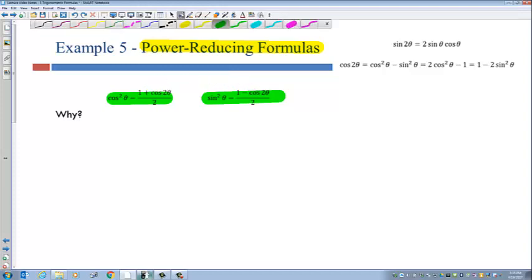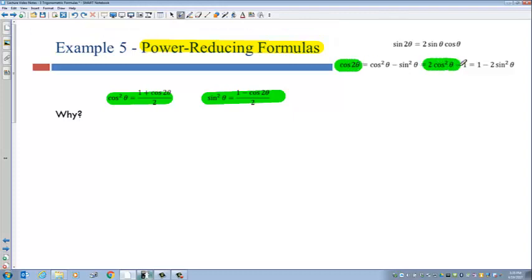Now, where do they come from? Well, of course, they come from the formulas we just did before. So if you think about this side and this side, you can actually solve this for cosine squared theta. Let me show you where these actually come from. They come from the fact that we know cosine of 2 theta is equal to 2 cosine squared theta minus 1. And if you solve this for cosine squared theta, we add 1 to both sides. So we'll do this nice and slow. Add 1 to both sides. See, cosine of 2 theta plus 1 is equal to 2 cosine squared theta.